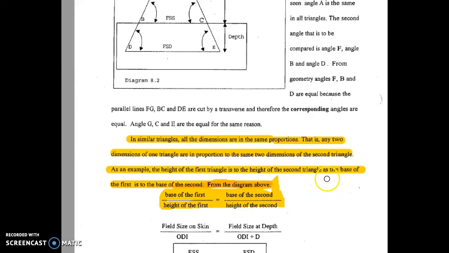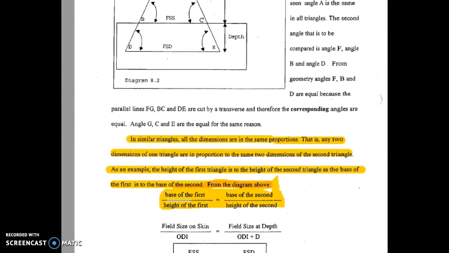That is, any two dimensions of one triangle are in proportion to the same two dimensions of the second triangle. For example, the height of the first triangle is to the height of the second triangle as the base of the first is to the base of the second. That's taking into consideration the diagram above on page 104. That's going to help us a lot as we try to figure out question number 20, and this is the basic formula you could use.